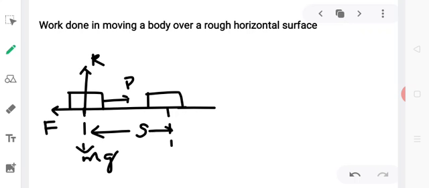Work done in moving a body over a rough horizontal surface. We know that friction always opposes the relative motion between any two surfaces in contact. Hence, some work has to be done in moving a body over a rough horizontal surface. As it is clear from the figure, on a level track, the weight mg of the body is balanced by the normal reaction. So we can write down R to be equal to mg.